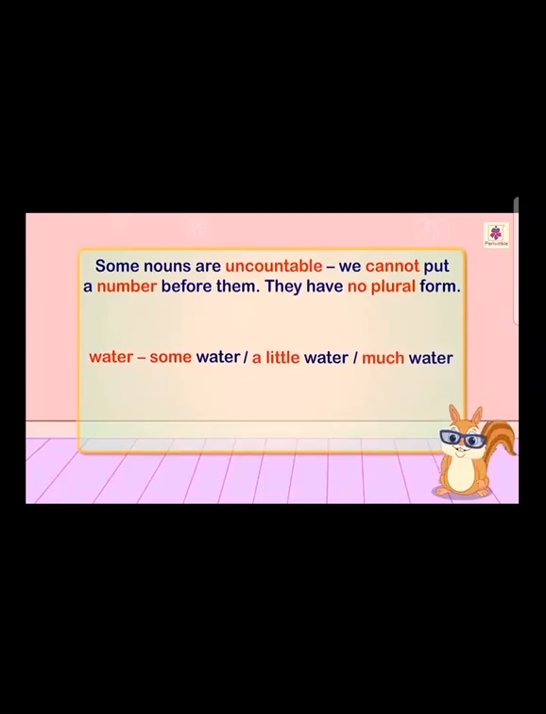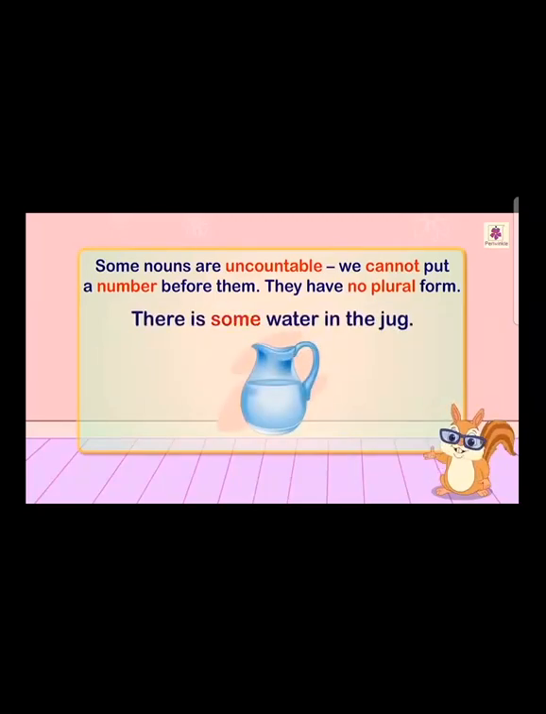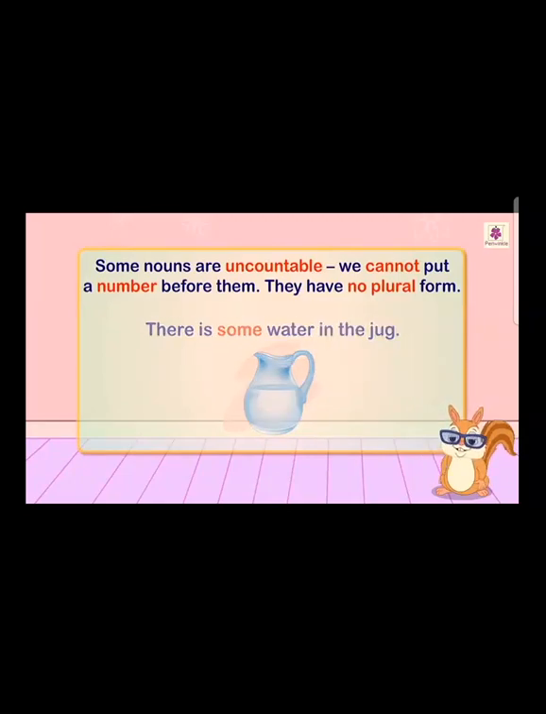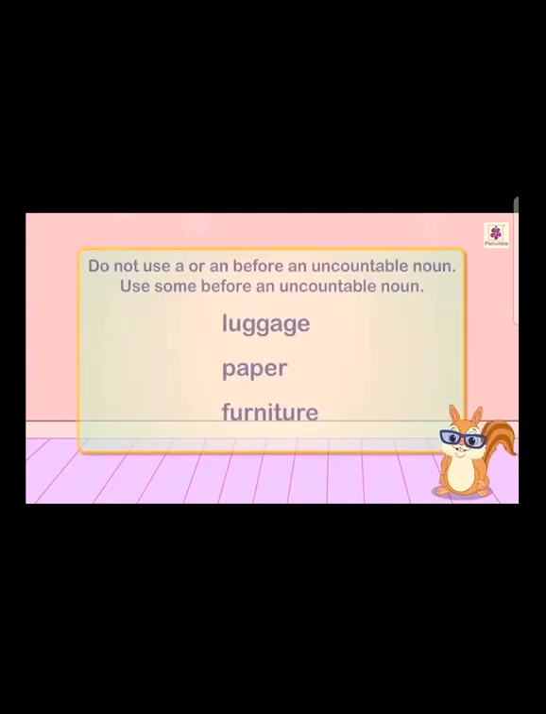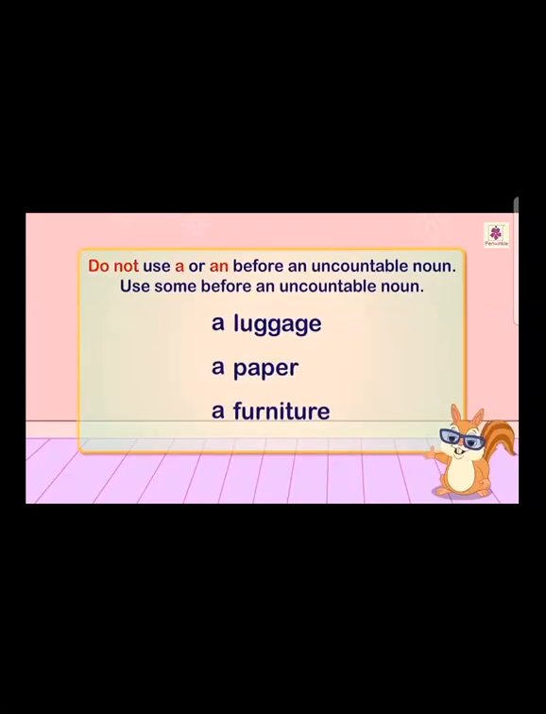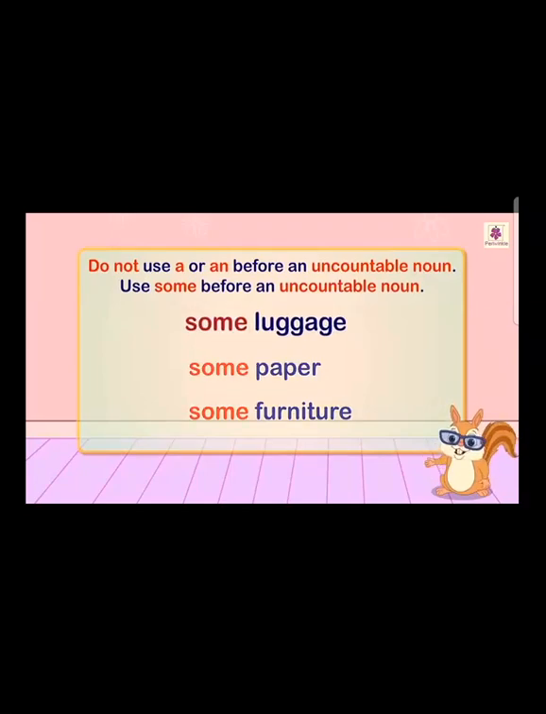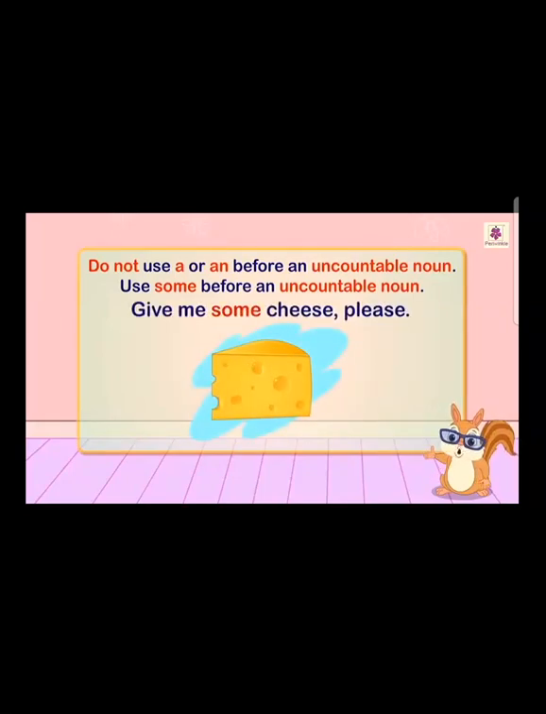For example, there is some water in the jug. There is a little water in the glass. We do not use a or an before an uncountable noun. We use some before an uncountable noun. Some luggage, some paper, some furniture, etc. For example, give me some cheese, please.